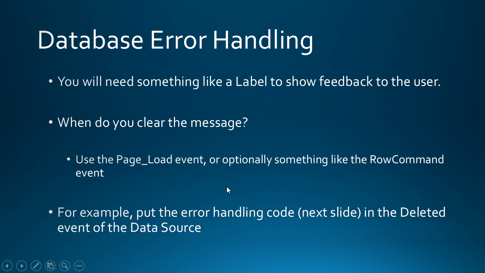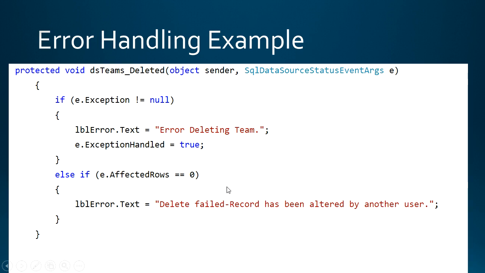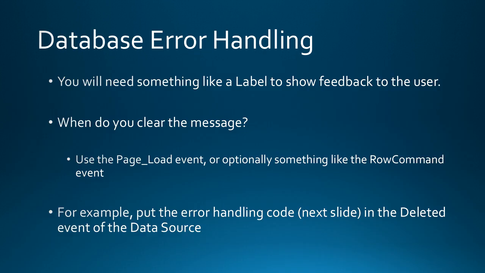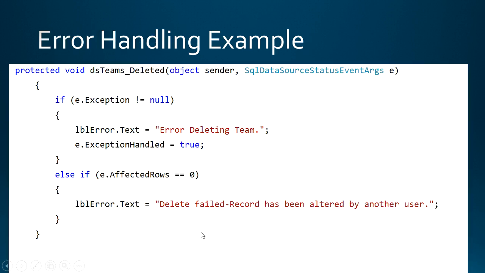Okay. So just as an example, it might look something like this, okay? In the deleted event of a data source control, we might put something like this. You might have this SqlDataSourceStatusEventArgs, the letter E. And what we can do is check, is E.Exception not equal to null? If it's null, that's good, right? That means there was no exception. But if it's not equal to null, then something went wrong.